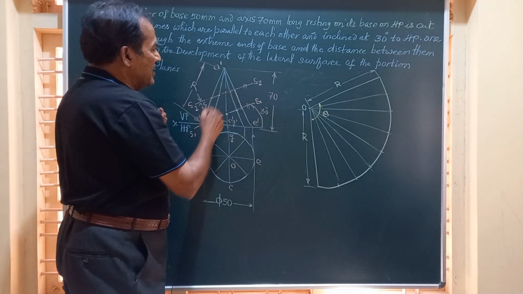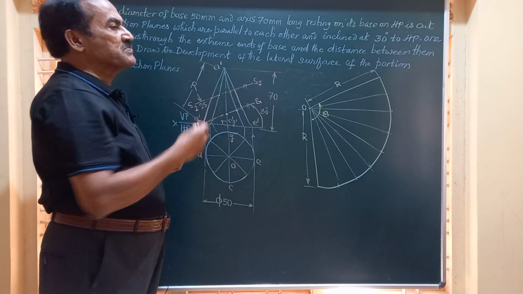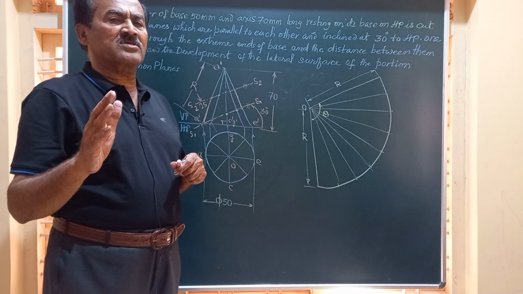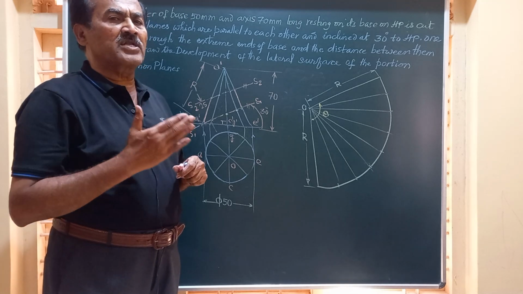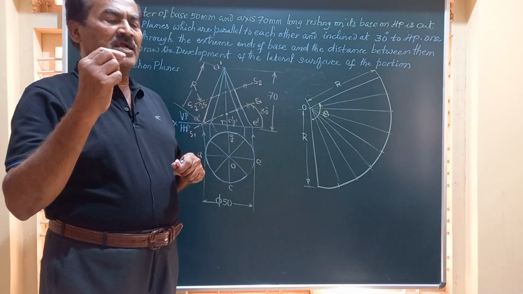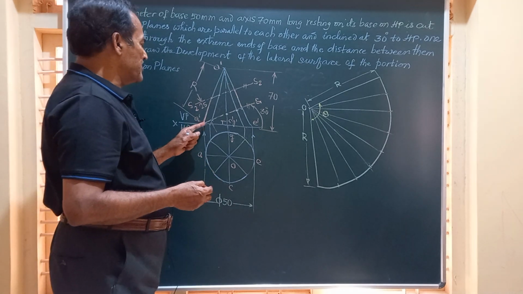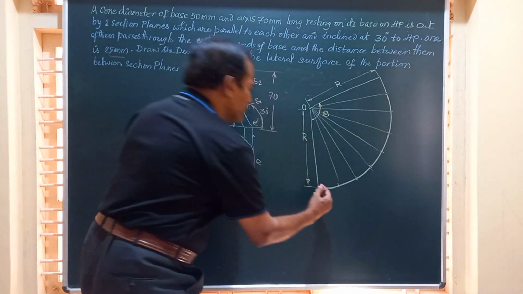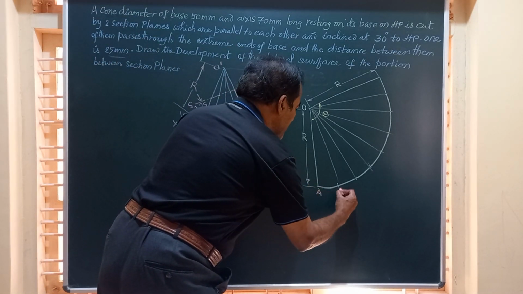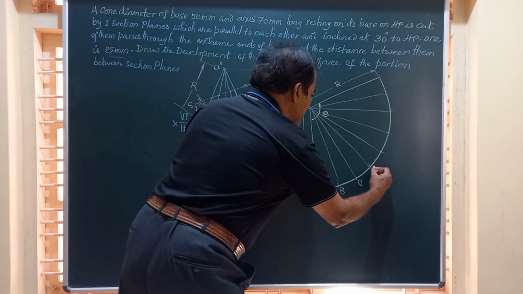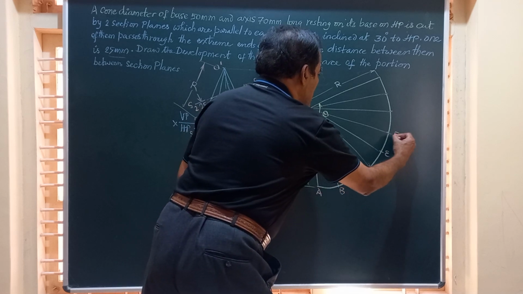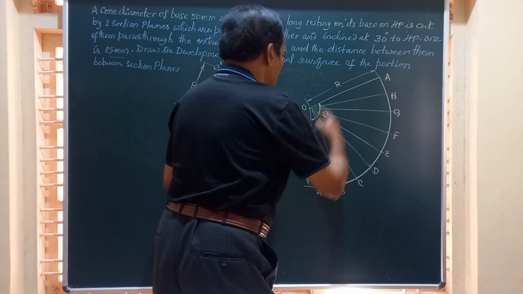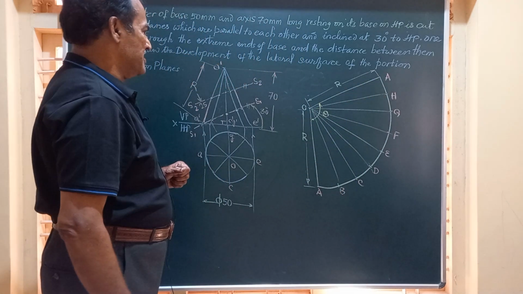Is it OA or OE? And if you observe the front view, none of the slant generators are totally removed by the section plane. Hence, you can start the development from point A, B, C, D, whatever it may be. Say I am starting from point A. This is A, B, C, D, E, F, G, H, and finally A again. The starting and the end point should have the same marking.